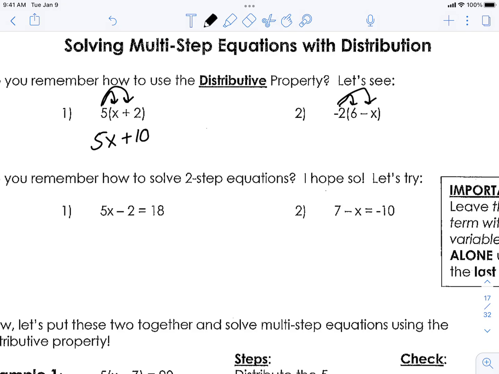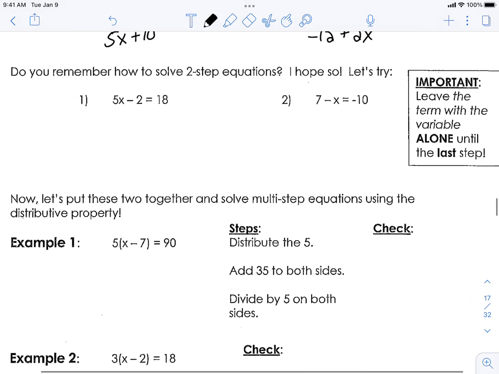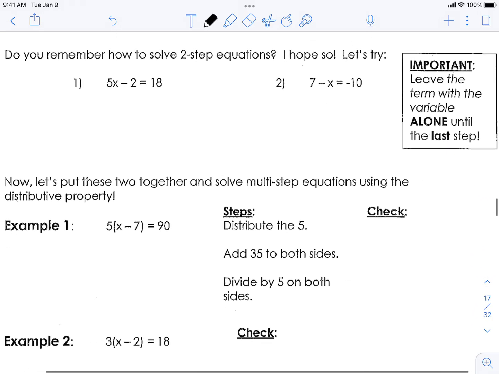Over here, again, we're very careful with the signs. Negative 2 times 6. And then negative 2 times negative x is a positive 2x. So that's just using the distributive property. Then we get to two-step equations. Again, we're doing inverse operations, so reverse order of operations.